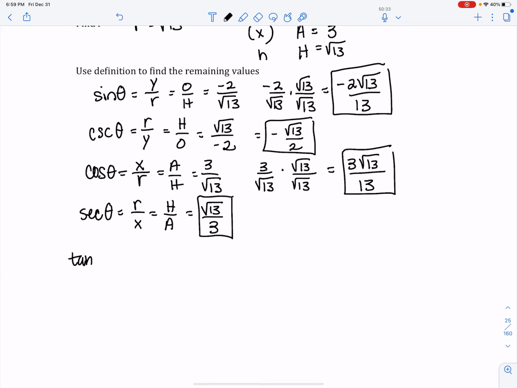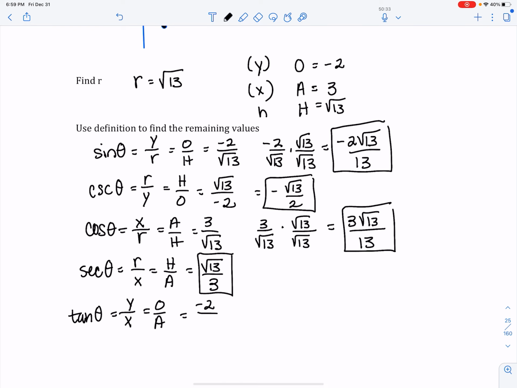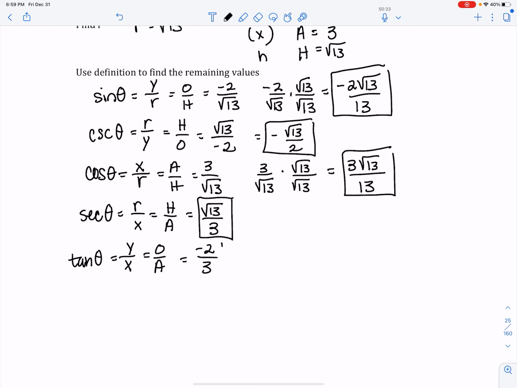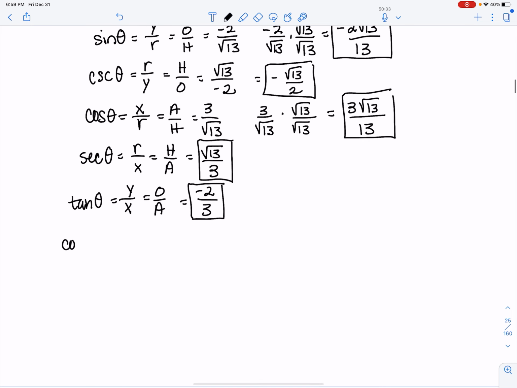Alright, tangent. Tangent is defined as y over x, or opposite over adjacent. So the opposite side, remember, was -2, the adjacent was 3, and I don't need to rationalize that because I don't have a radical in the denominator. Cotangent is the reciprocal function of tangent. So I have x over y, or a over o. So just flip that over, and I get 3 over -2, or -3/2.